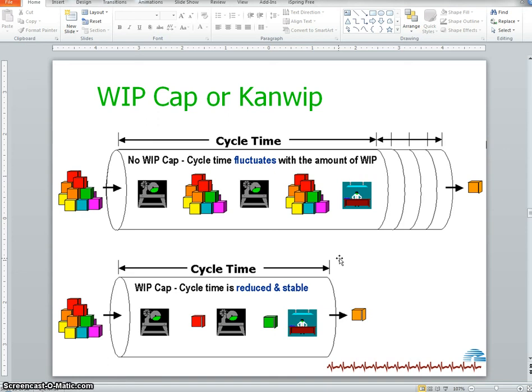So one of these concepts that has to do with reducing inventory or reducing WIP or Kanbans or just-in-time is this idea that if I wait to start something until I'm ready to finish it, then my cycle time will decrease.